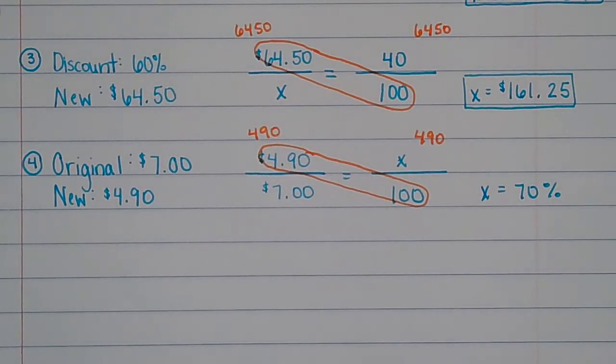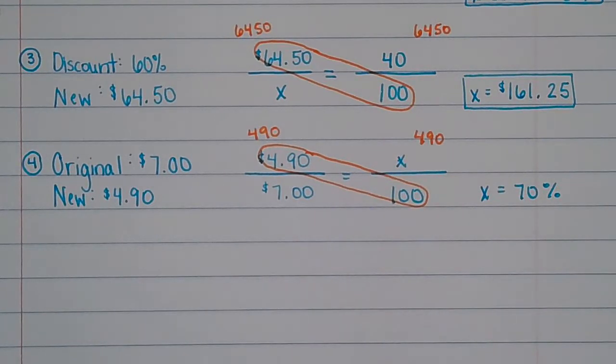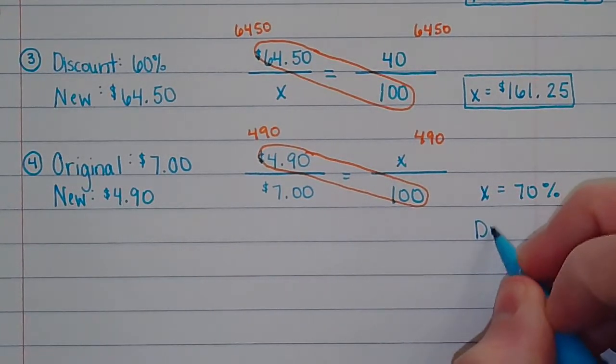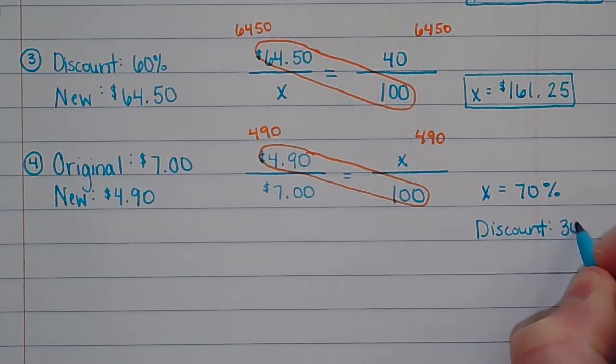But remember, what that means is that you paid 70%. That's not the discount. Remember, your formula says 100 minus the percent. So you need to remember that 70 doesn't go here. You got to do 100 minus 70, which tells you that your discount is really 30%.